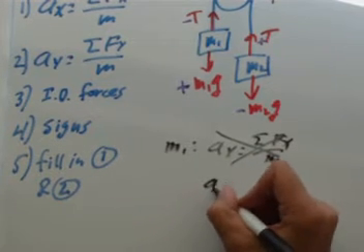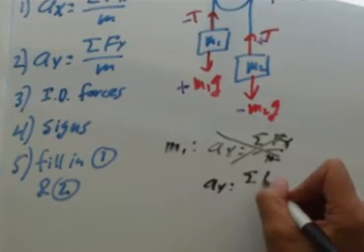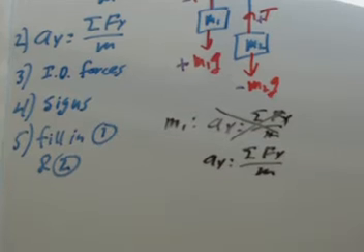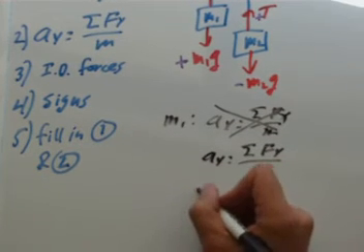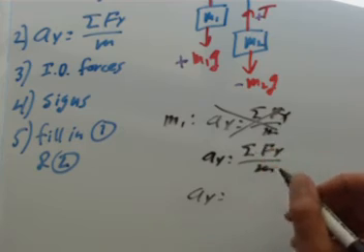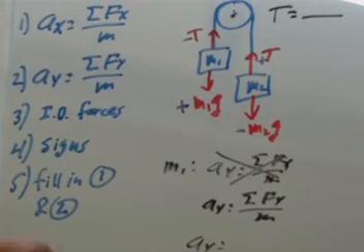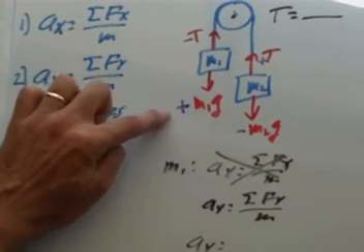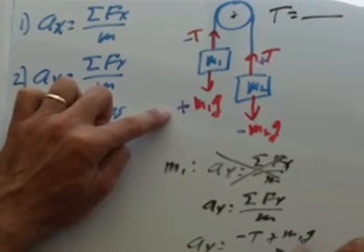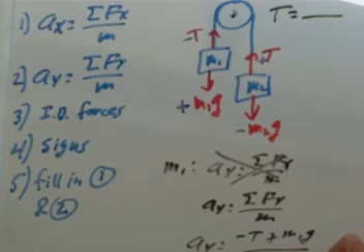But now I do have the other one, which says AY is the sum of the y forces divided by m. I do have that one available to me, so I can use that. So I'm going to fill in this force sum here. AY is the sum of the y forces. What I see on M1 is a tension up and a weight down. So I see a minus T plus an M1G, over M1. There you go. So I filled in equation 2 for that particular mass.